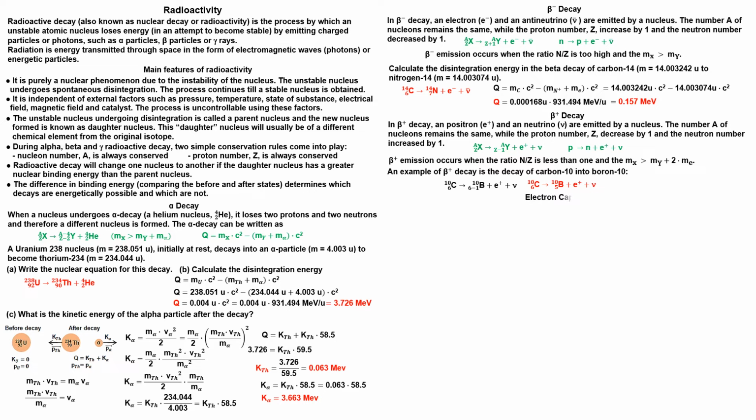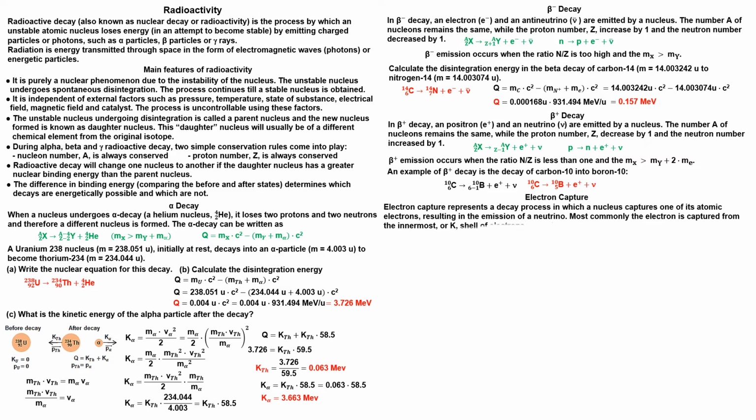Electron capture. Electron capture represents a decay process in which a nucleus captures one of its atomic electrons, resulting in the emission of a neutrino. Most commonly, the electron is captured from the innermost or K shell of electrons around the atom. For this reason, the process often is called K capture. Here, the atomic number decreases by 1 unit, and the mass number remains the same, as in positron emission.